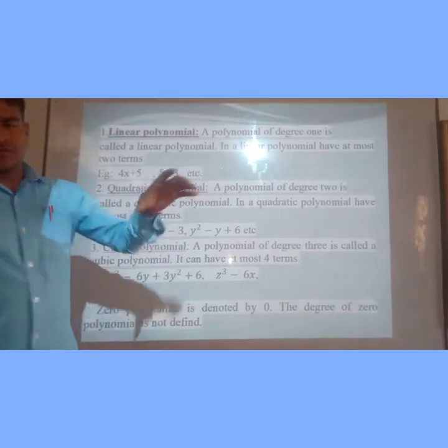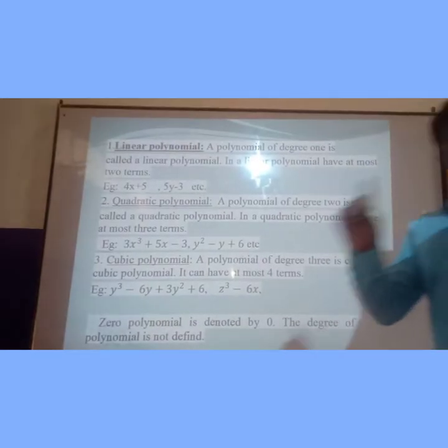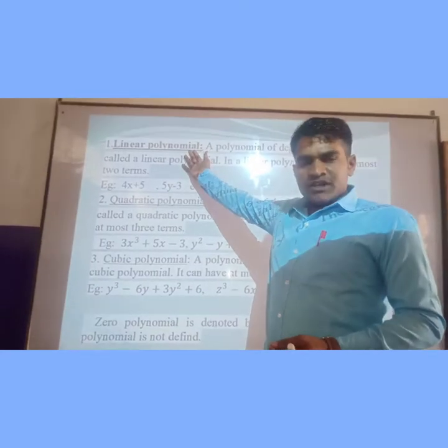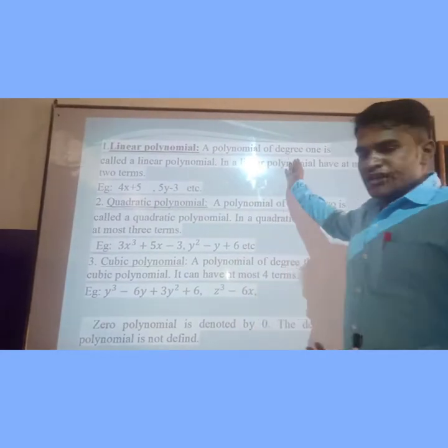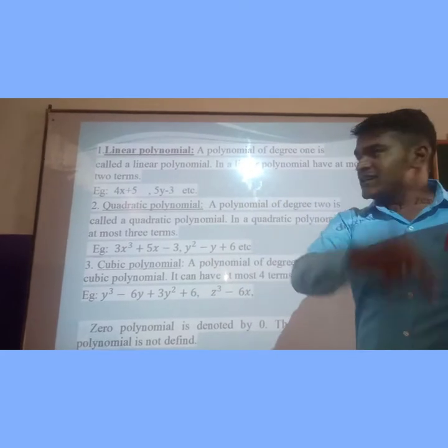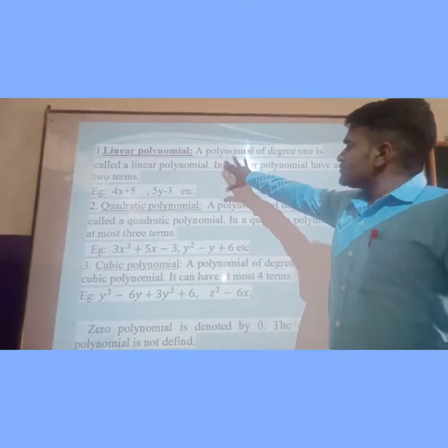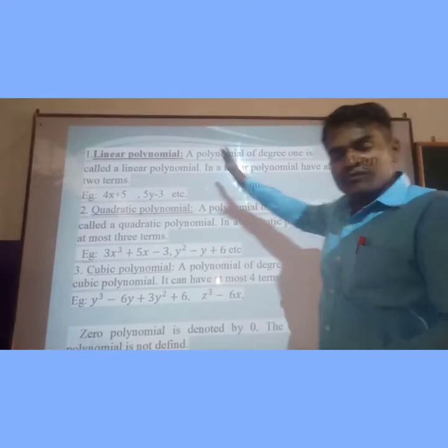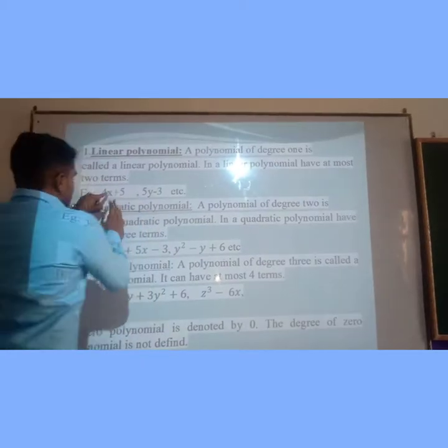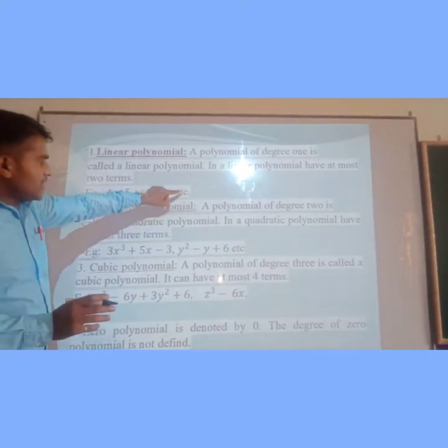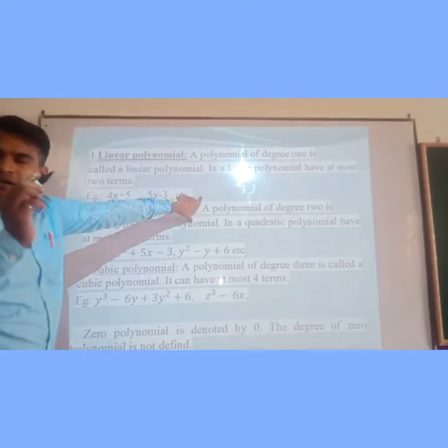Now we are going to learn the types of polynomials: linear polynomial, quadratic polynomial, cubic polynomial. So what is a linear polynomial? A linear polynomial is a polynomial of degree 1. In a linear polynomial there are at most two terms. For example, 4x plus 5, 5y minus 3, etc. are all linear polynomials.